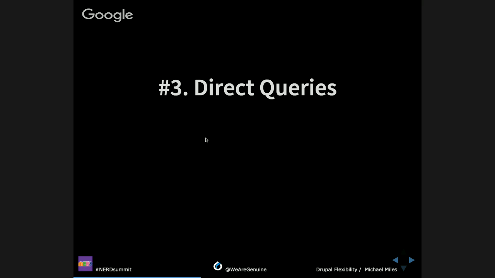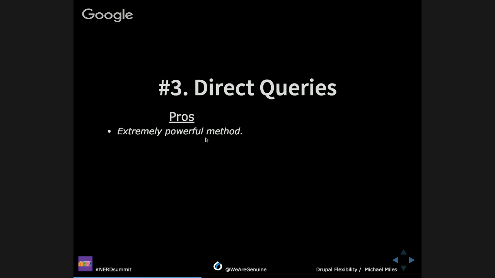Finally, a third way you can manipulate data on the database level in Drupal is by writing direct queries. This is interacting directly with your Drupal database, foregoing accessing Drupal or interacting with Drupal in any way whatsoever.